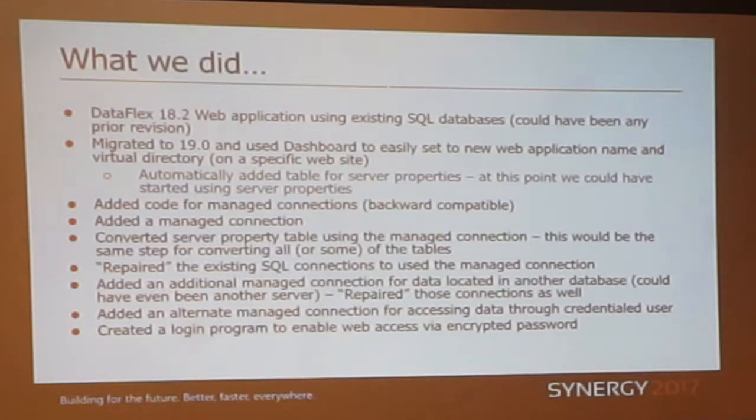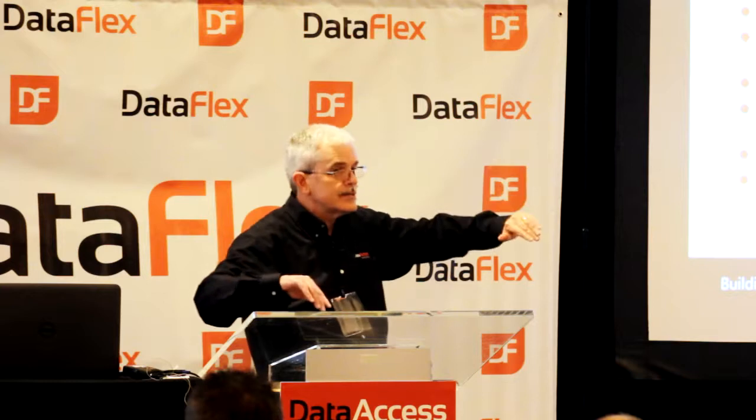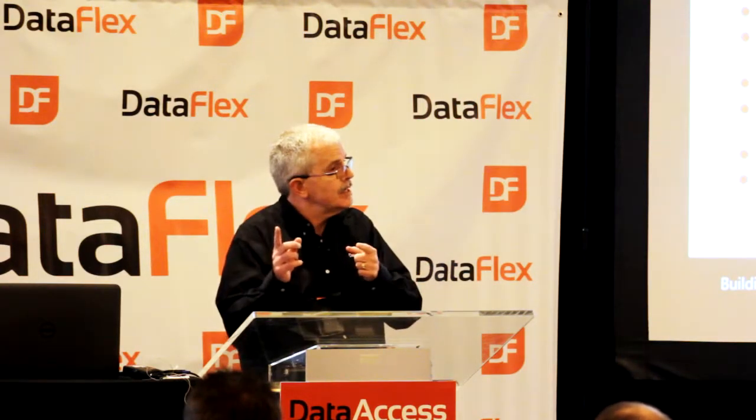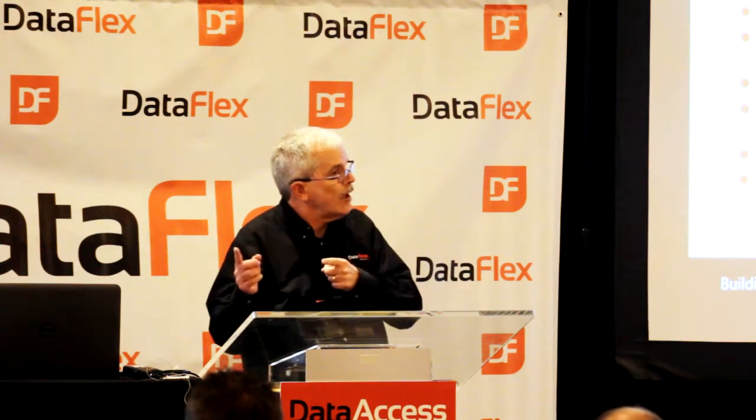Then we added an additional managed connection for that table that was from the other database and repaired it. And we added an alternate managed connection. So we now had 2 managed connections, an additional one. We had some tables over here, some tables over there. Then we added that alternative managed connection that was the same data, but accessed a different way. It wasn't using a trusted connection. It was using a login.